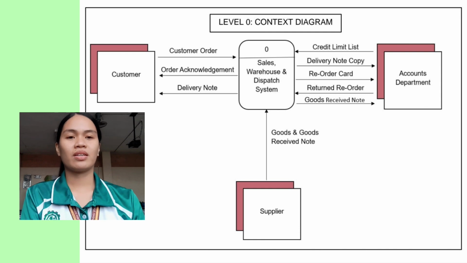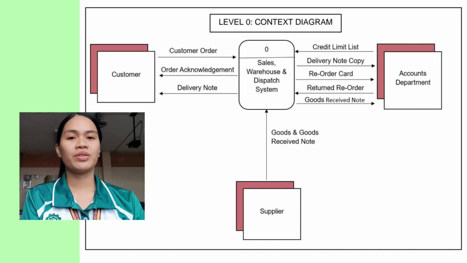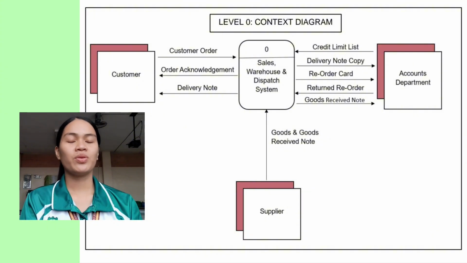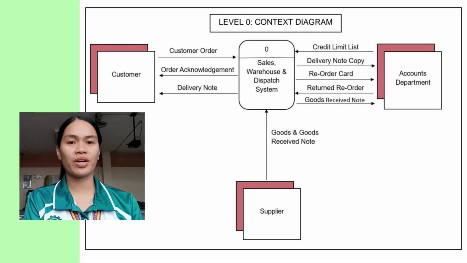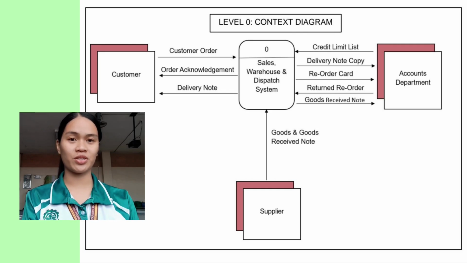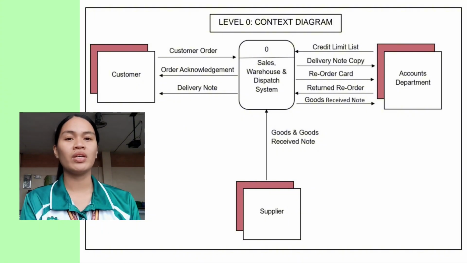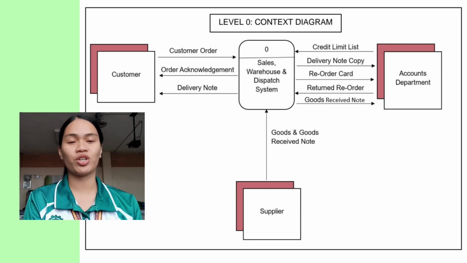So I'm here to discuss the level 0 of our data flow diagram. The level 0 diagram shows the whole system just as one process. As you can see in our diagram, we have the sales, warehouse, and dispatch system as our main process. Surrounding this are the three external entities that interact with the system, which are the customer, accounts department, and the supplier. I will now explain how each entity exchanges information with the system.